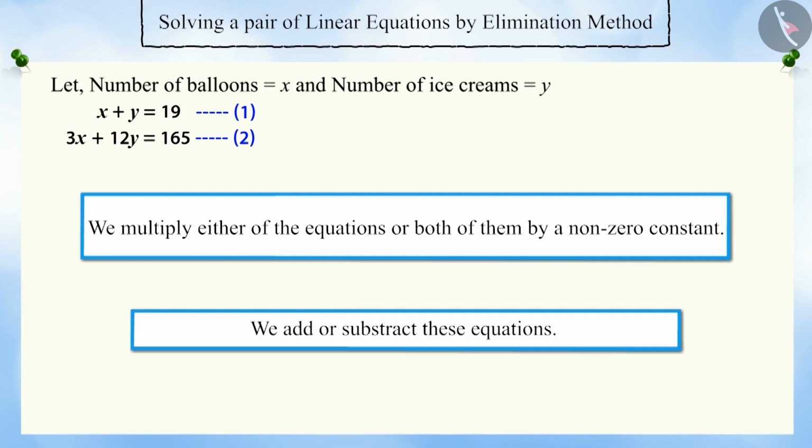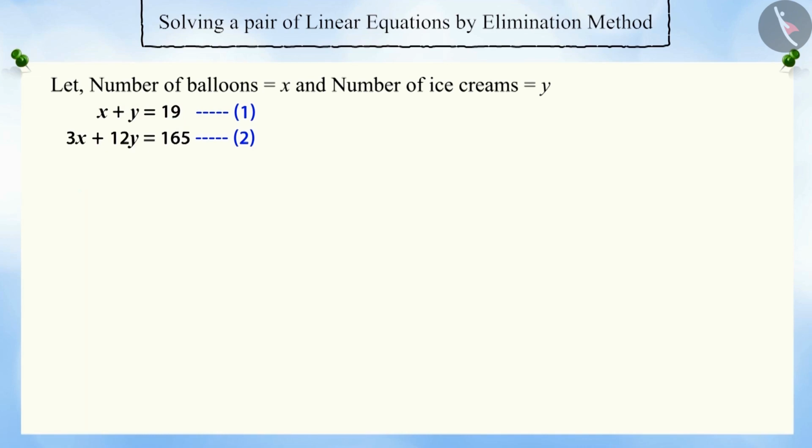You can see that it will be easier to multiply a constant in equation 1 because here the coefficient is 1 for both the variables. In equation 2, the coefficient of x is 3. Hence, in order to make the coefficient value of x equal in both equations, we will multiply equation 1 by 3. Can you multiply equation 1 by 3?